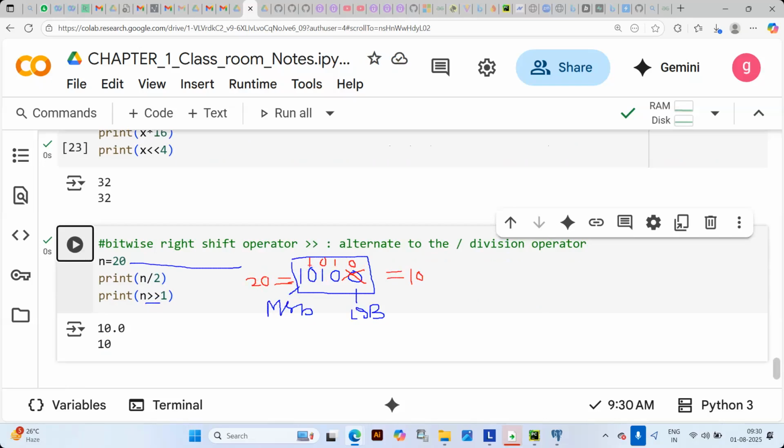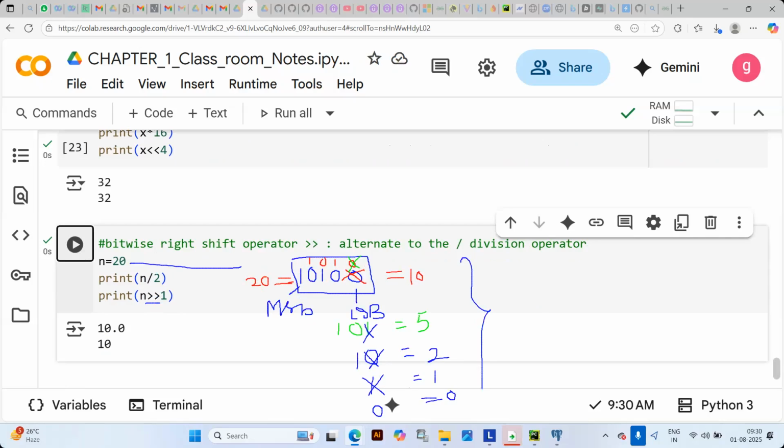Again, if we perform this right shift two times, what happens? This particular 0 will go off. The remaining is going to become what? 101, which is equivalent to 5 in binary. Again, if we perform the right shift once, this 1 will go off, 10 will be left over, which is going to become a 2. And if we perform the right shift again, this 0 will go off, 1 will be left over, which is going to be 1. Again, if we perform the right shift, this will go off, 0 will be left over. It's going to be 0.